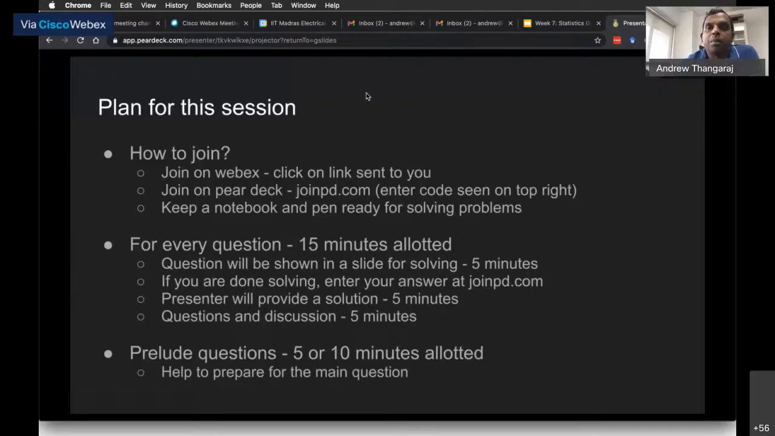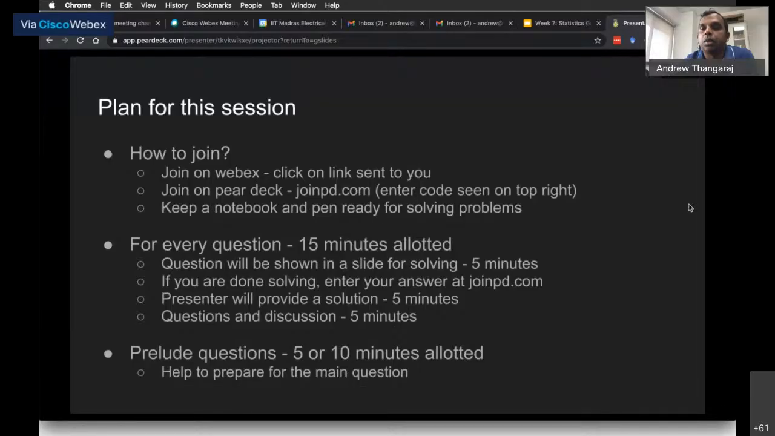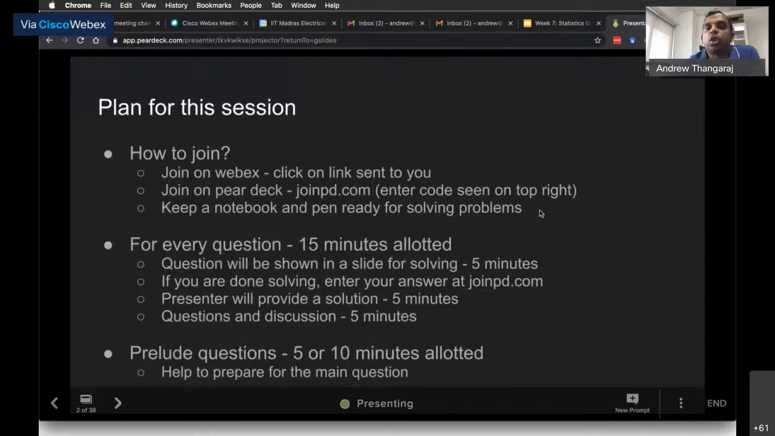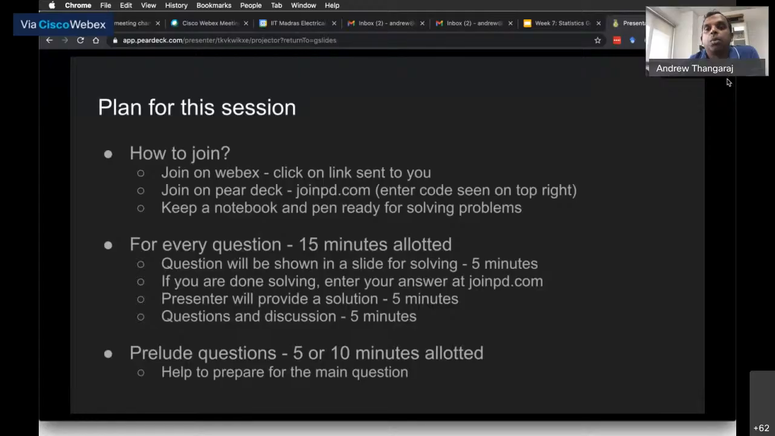Those of you who were at the math session yesterday or the CT session earlier today would know how this works. In case there's anyone here who's new, you have to join on WebEx, and you also have to join on joinpd.com. That's important. Go to joinpd.com and put in the code you see on the top right, rvunsf. Okay, it asks for the code. Put in the code, and then you will see it.